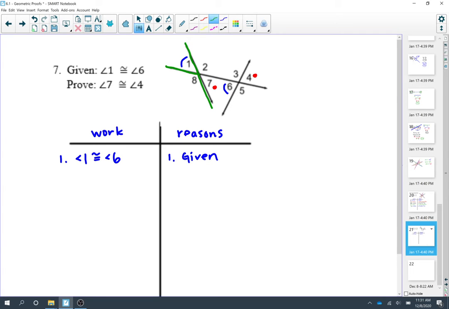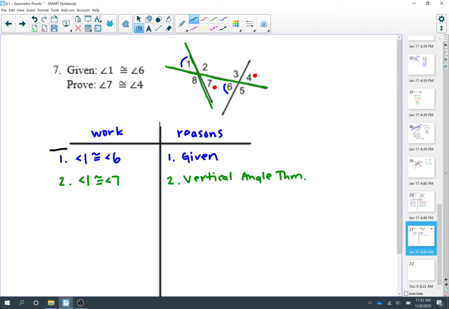and I'm looking at angle 1, well, angle 1 is vertical to angle 7. So the next thing I'm going to say is, well, then angle 1 is congruent to angle 7. And the reason I know that is because of the vertical angle theorem. Now remember, after you make two statements, you have to connect them.